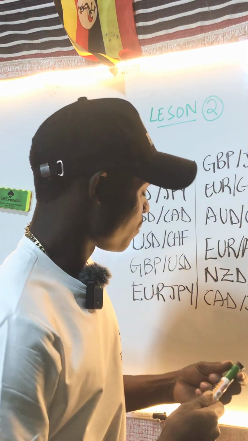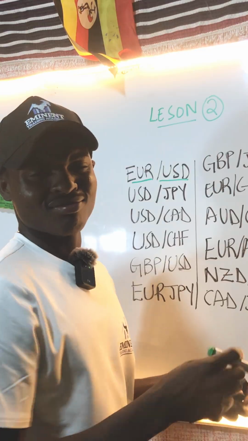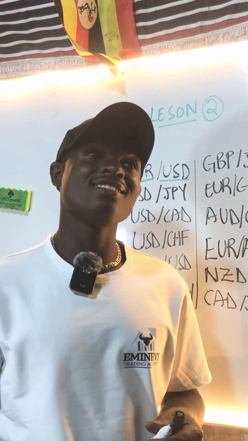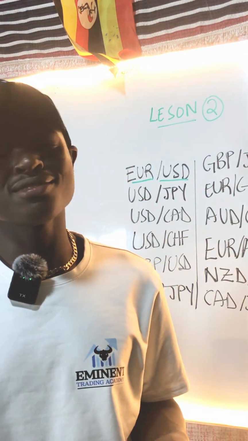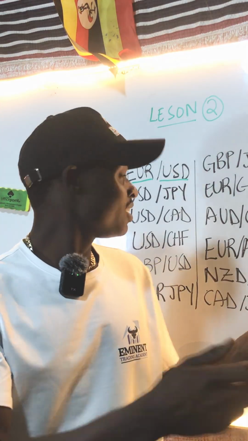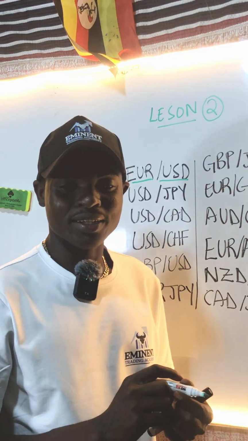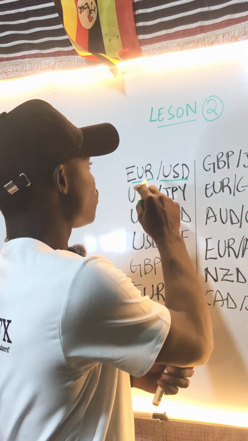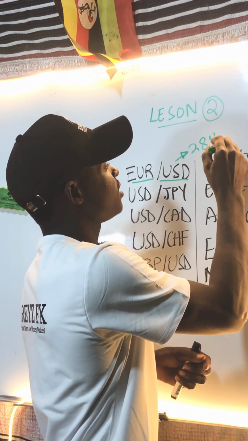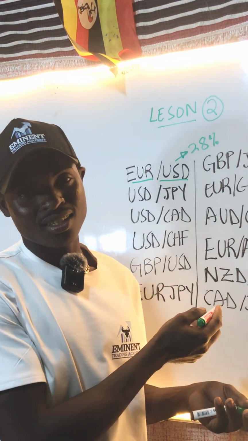These are some of the pairs. We have the Euro USD. Euro USD is the most traded currency pair. Of course, it holds a lot of liquidity, the most liquidity as compared to other currency pairs. To give you a hint, this Euro USD contains 28% of the total liquidity.